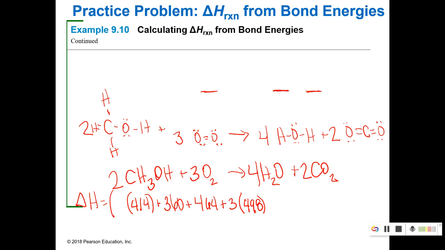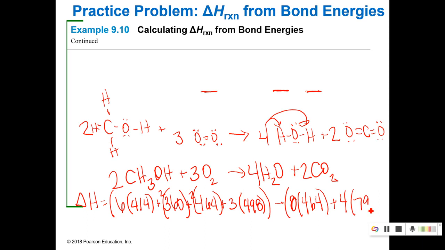Oh, actually, I forgot to times my methanol by 2. So this one is 6, this one is 2, and this one is 2. Okay, it's very important. And I've got OH is my 464, so I have 8 of those because remember I've got 2 per. So I've got 8, 464, and I've got 4, 799. Okay, I do generally suggest that you do each side by itself, and then you do the subtraction.